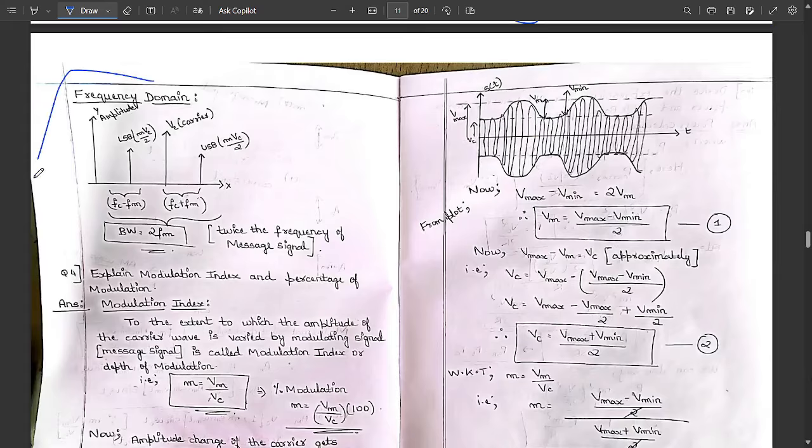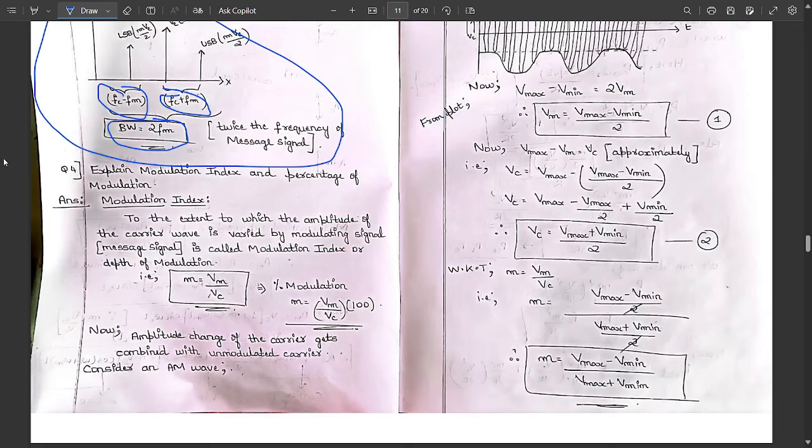This is the frequency spectrum, or frequency domain, where we have given the bandwidth: one region is fc minus fm, another is fc plus fm, and the total bandwidth is called 2fm, that is, twice the frequency of the message signal. So this is one important question.